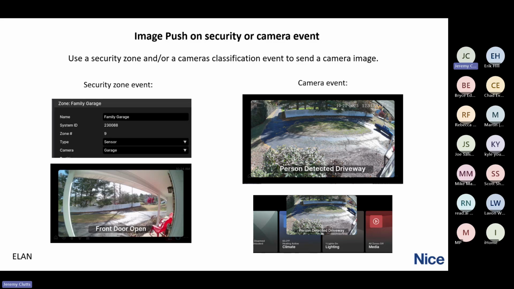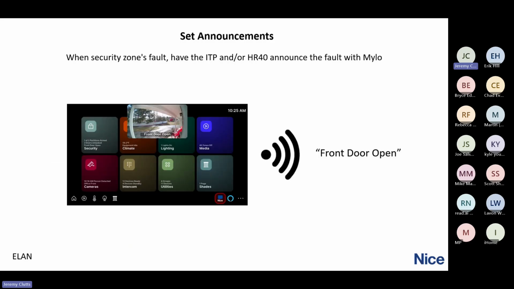Then you can also do the same thing with a camera event. So if it sees person, vehicle, tripwire, or area triggered, you can also send those push notifications as well. And as you see here, we can do a full screen or a small screen screenshot to all the touch screens. So here's that announcement I was talking about.